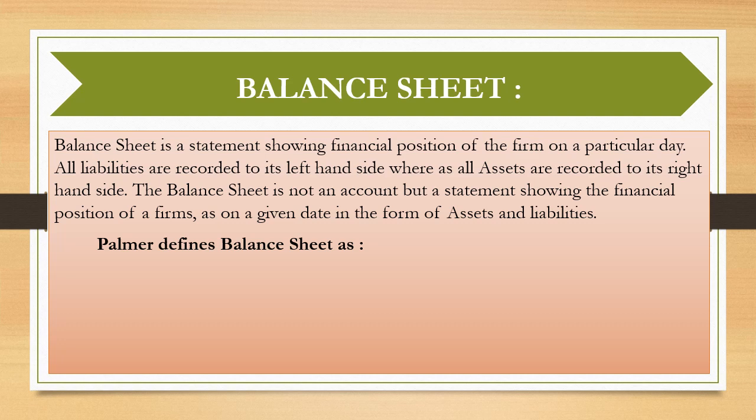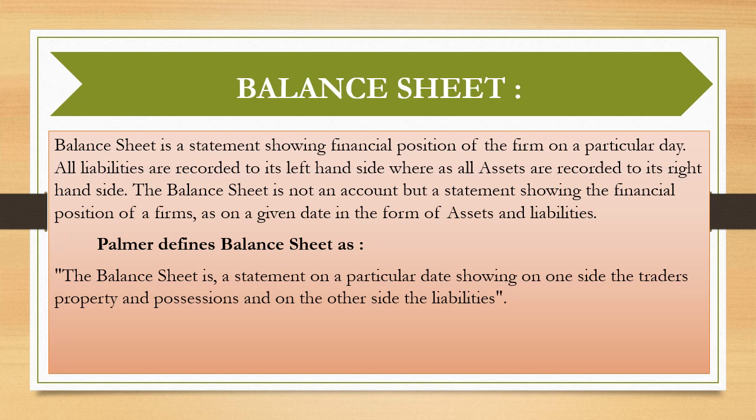Now let's see the definition by Palmer. What do you mean by the balance sheet? The balance sheet is a statement on a particular date showing on one side the trader's property and possessions and on the other side the liabilities. Now, what is the meaning of the trader's property and possessions? The trader's property and possessions are nothing but whatever he has acquired in the form of assets, and on the other side whatever he is having in the form of liabilities. So balance sheet is nothing but the statement on a particular date regarding assets and liabilities.